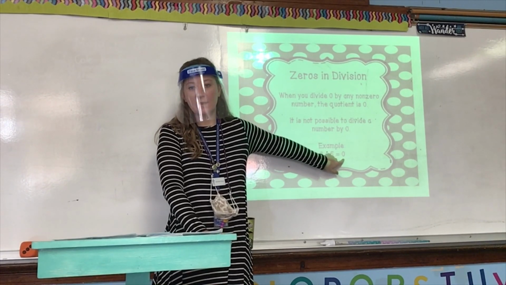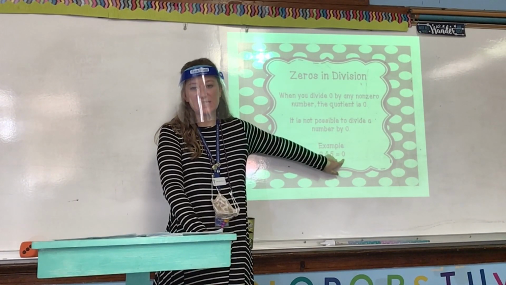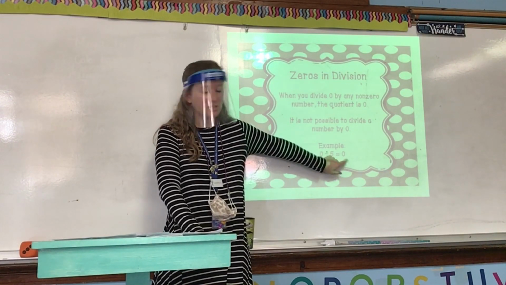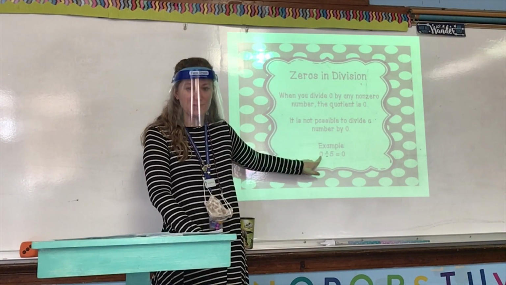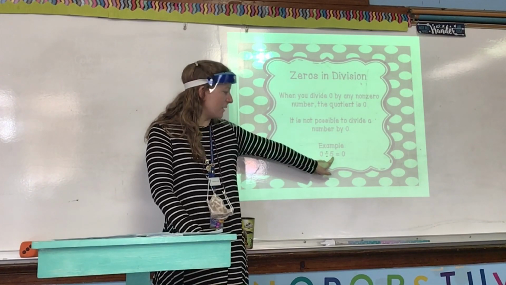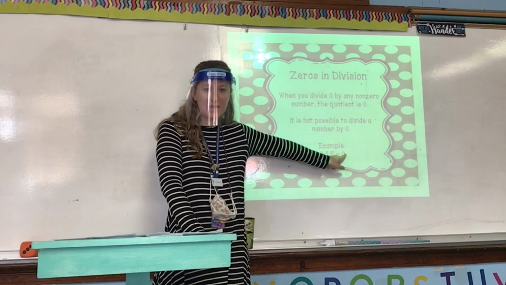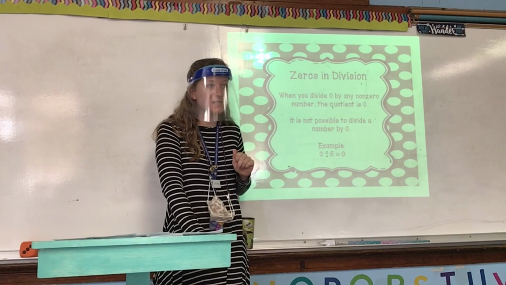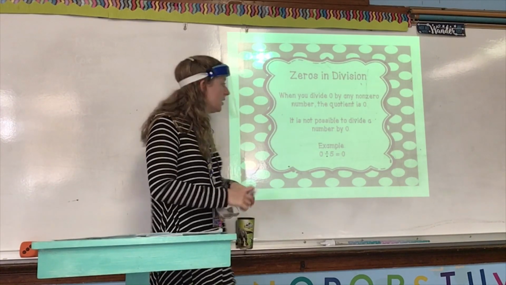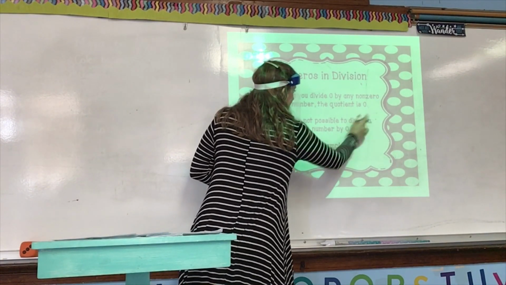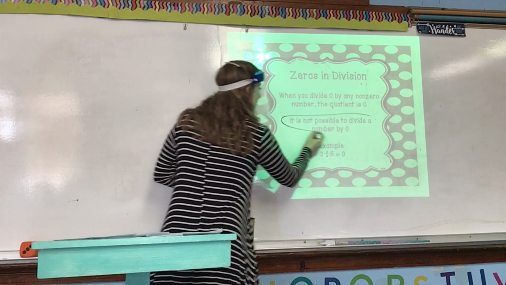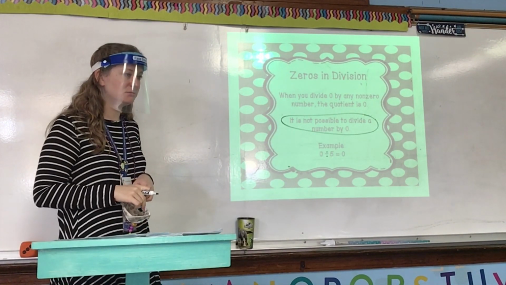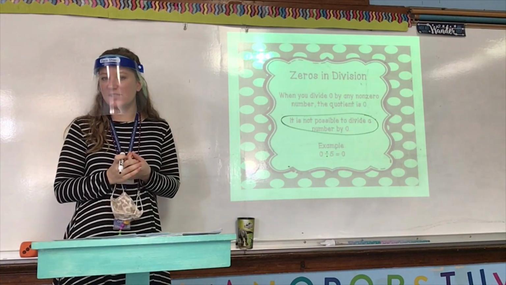Zari? 1. Please listen to my question. Zari, I want you to answer this. Zari, if I have 0 apples and I give them to 5 kids, how many apples is each kid going to get? 0. 0, because I didn't have any to give away. Look at this sentence. It says, it is not possible to divide a number by 0. Why do I not see anybody circling that?